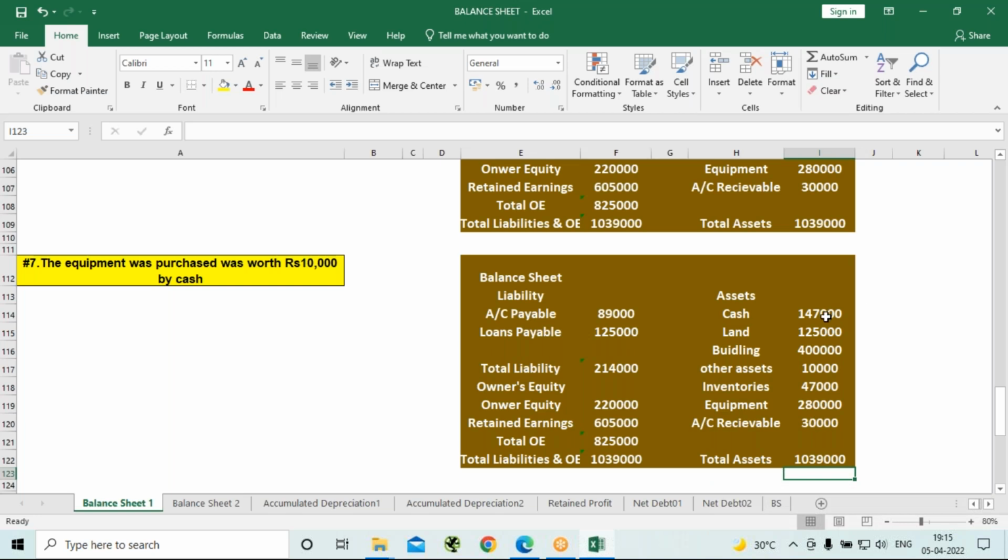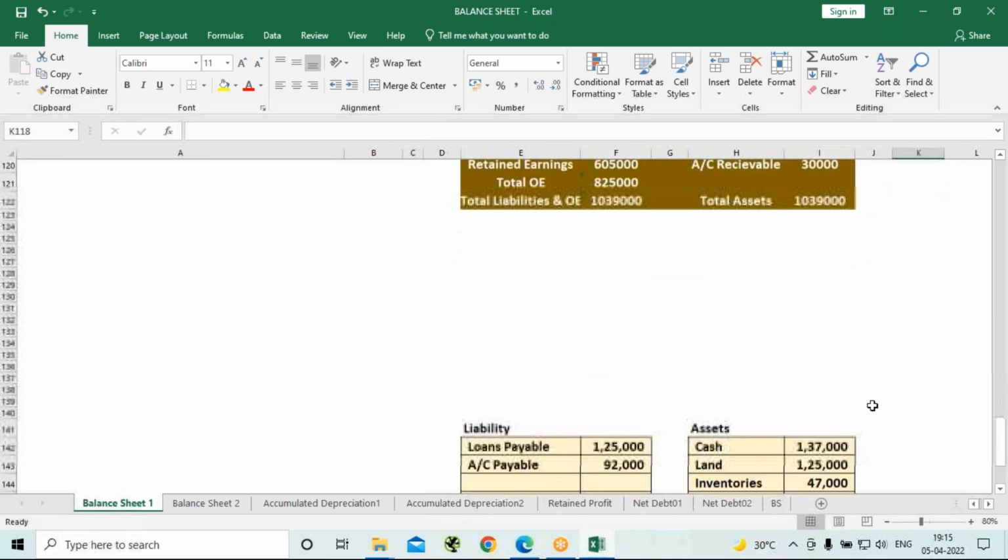So here the cash is going to be reduced by 10,000 and the equipment value will be increased by 10,000. So finally the values are going to be 10 lakh 39,000. Okay.